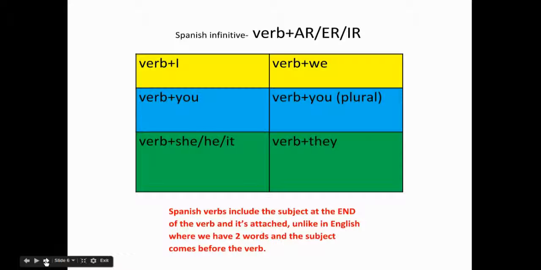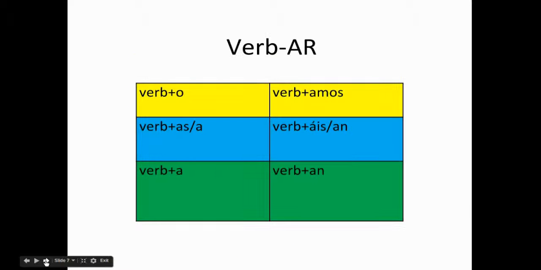Spanish verbs include the subject at the end of the verb and it's attached. Unlike in English where we have 2 words, the subject comes before the verb. So in English I say, I speak, but in Spanish it's speak I, and it would be 1 word. So you can see it's kind of like verb plus the I. Same thing, verb plus the we, verb plus the you, verb plus you. But these endings are not the English endings, obviously.